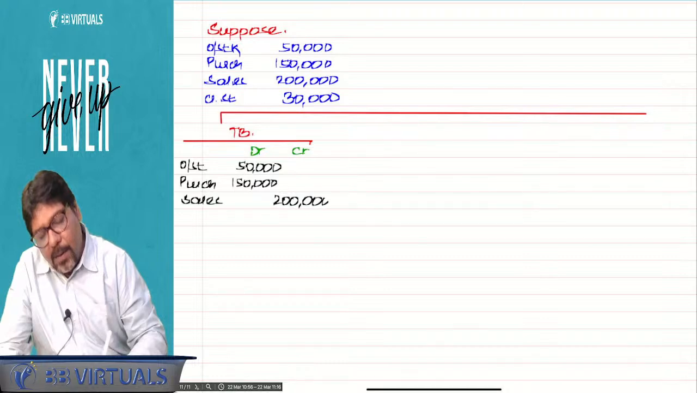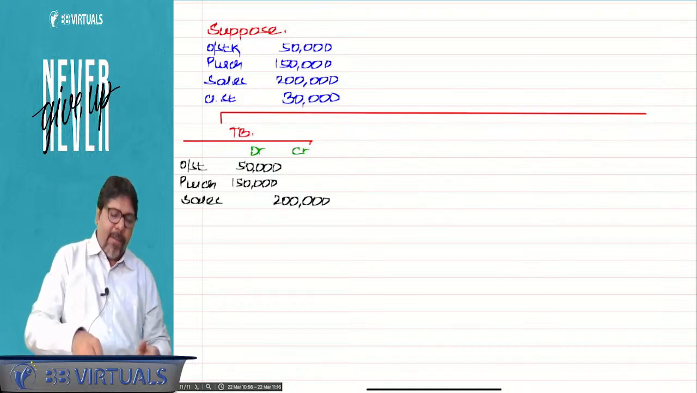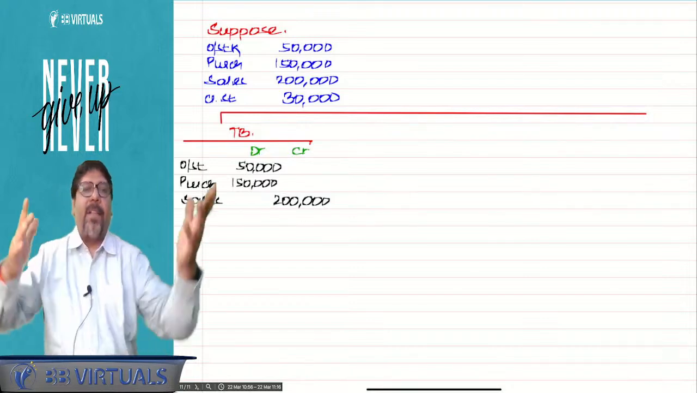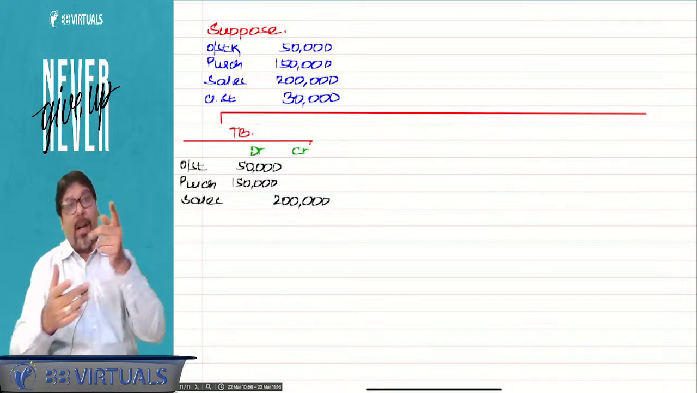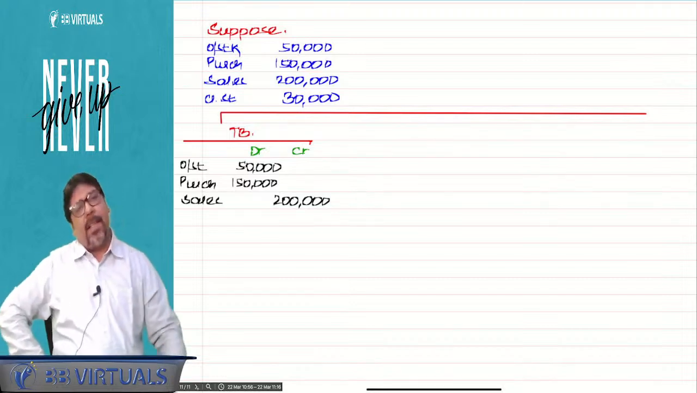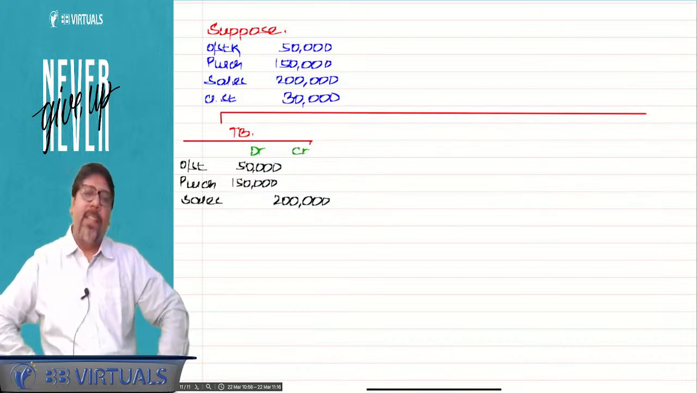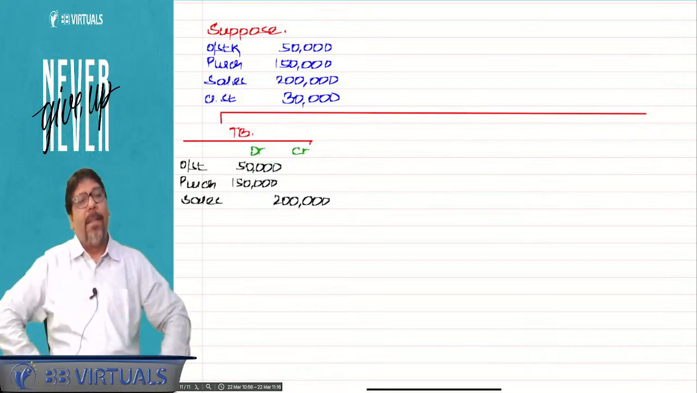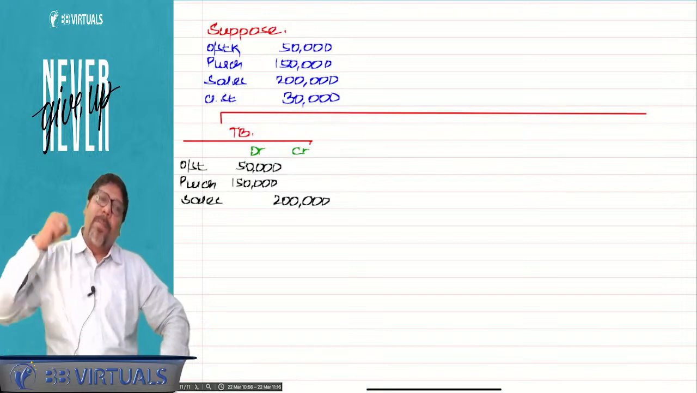Very good. Why will purchase come on the debit side of the trial balance? Sir, purchase is an expense. Therefore, expense will come on the debit side. Wonderful. Why will sales come on the credit side? Sales will come on the credit side because it is income. Superb. Why will opening stock come on the debit side? Sir, opening stock is an asset.